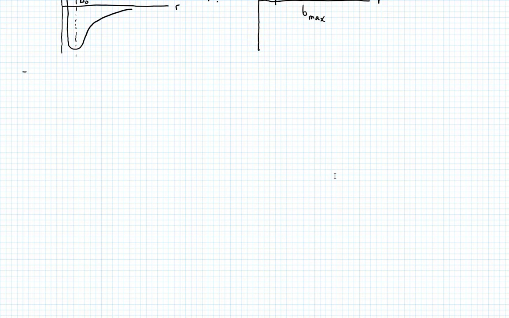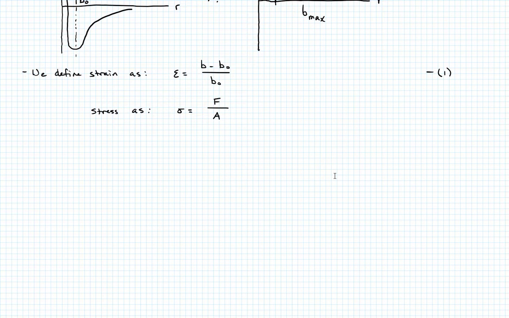So we define a strain with a simple engineering strain. We'll just say that's epsilon equals B minus B naught divided by B naught, right? We'll call that equation 1. And we'll define stress, again, just using an engineering definition, as sigma is equal to force divided by area.